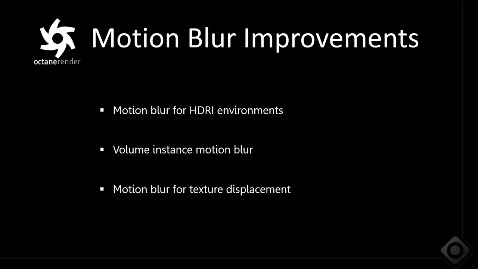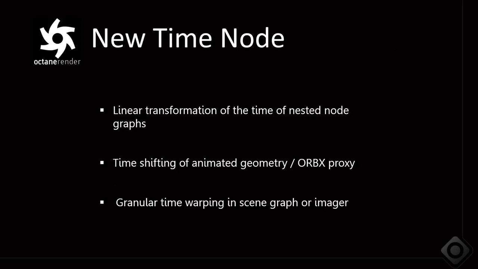And speaking of motion blur in general, we're going to be adding motion blur inside of HDRI environments. In general, we want to be able to support a full graph that can go into an HDR node or dome light. And we're going to be cleaning up other motion blur features that are currently limited, including volume instance motion blur and motion blur for objects that have texture displacement. That is currently disabled in Octane, but it'll be fixed this year as well.